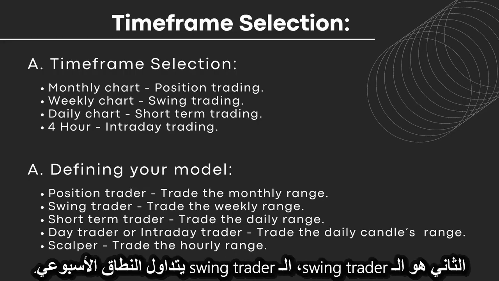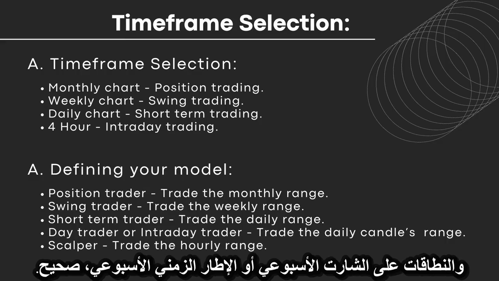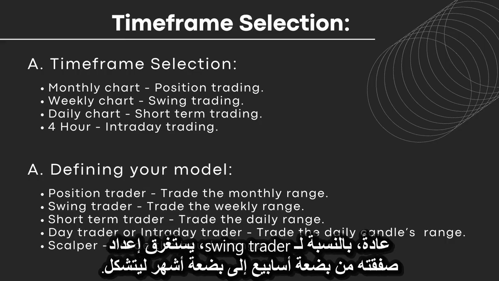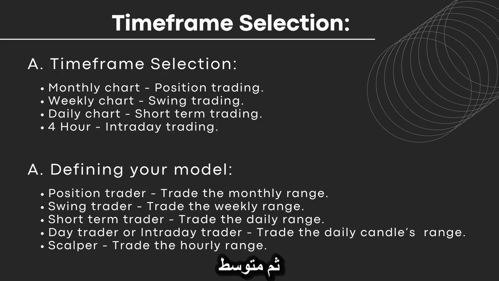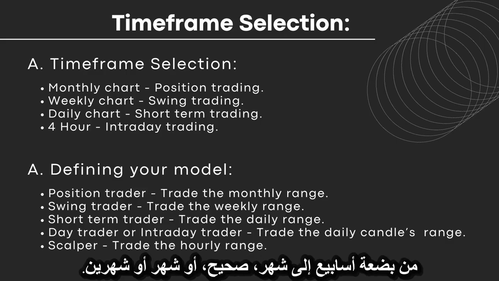Now, the second one is a swing trader. A swing trader trades the weekly range, and range is on the weekly chart or the weekly time frame, right? Typically for a swing trader, their setup takes a few weeks to a few months to form, and then the average duration for their setup also ranges from a few weeks to a month, or a month or two.